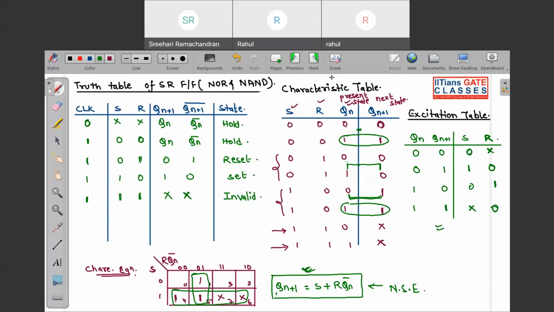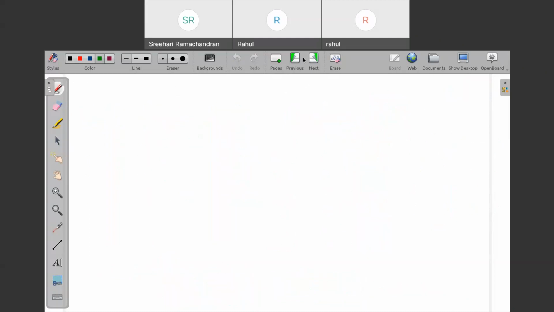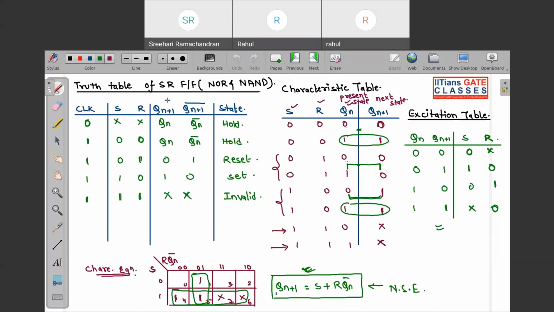So there is one small trick to remember the excitation table. How? I will share that trick with you. Or else let me do one thing. Let me first discuss all the flip-flops, and then I am going to discuss the shortcut for remembering all the excitation tables. So first let me discuss all the other flip-flops also, and then we are going to discuss the shortcut trick for remembering the excitation table.